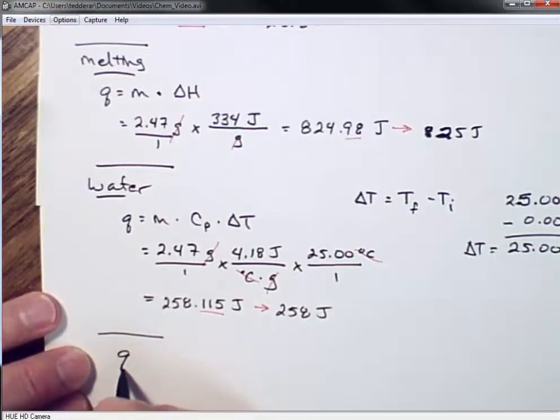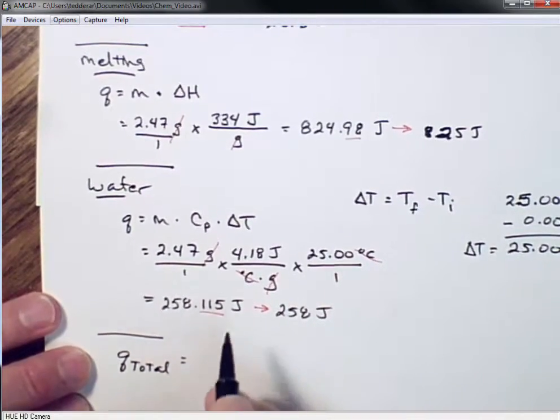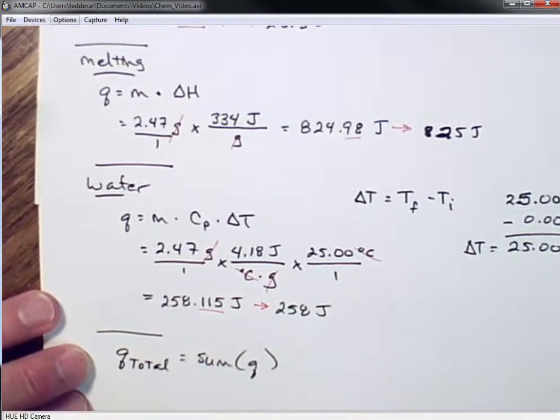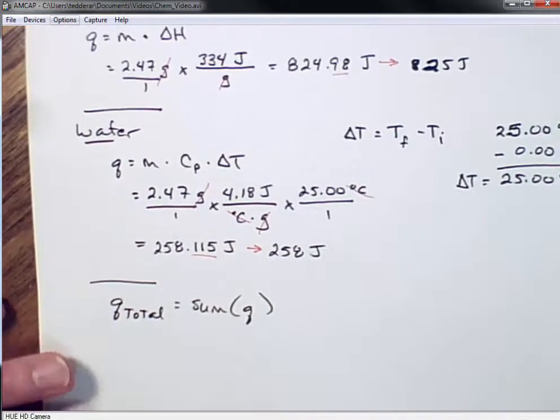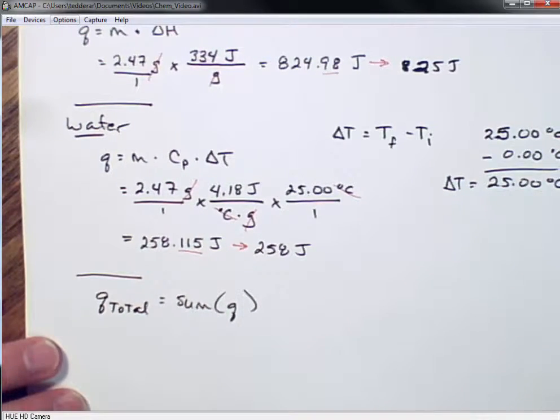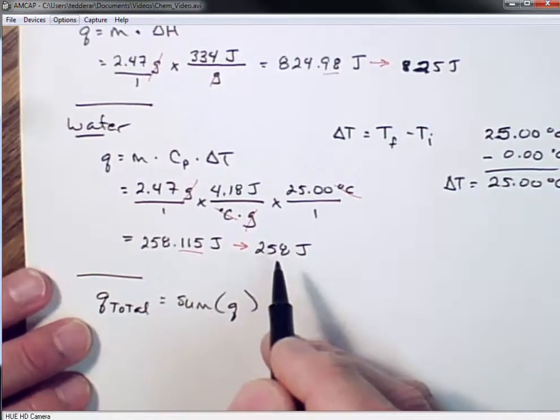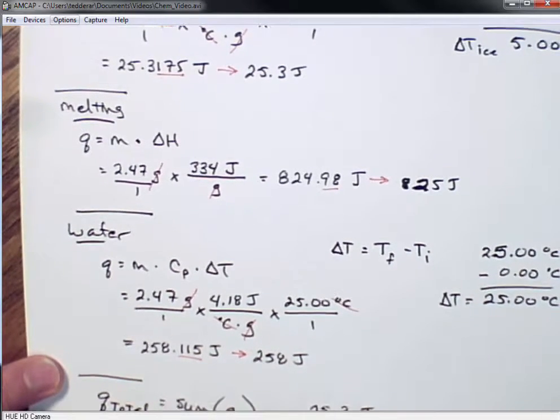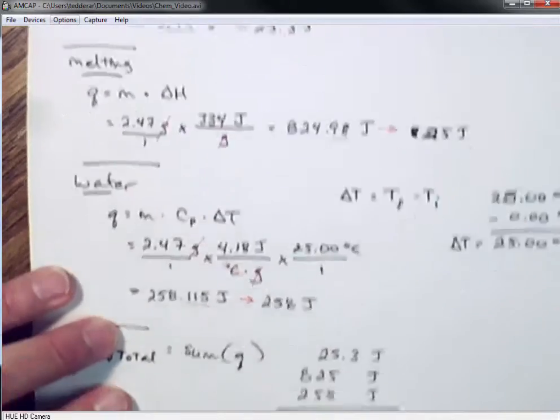The total amount of energy used is the sum of all the other Q's, okay, during all these changes, heating up and phase changes. So what we want to do is take the 3 Q's, 25.3 joules, 825 joules, and 258 joules, and add all those up.